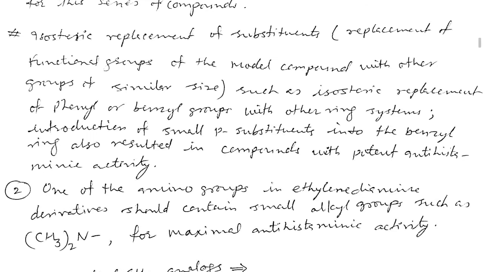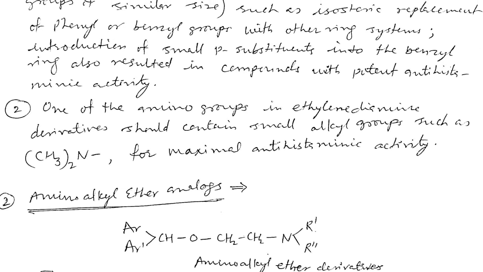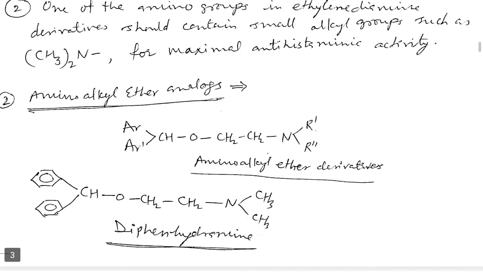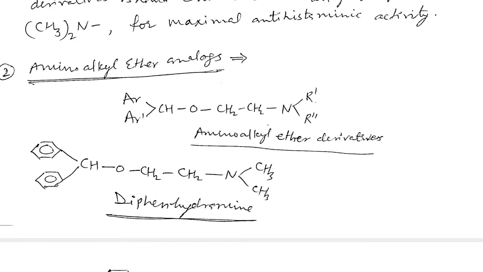Another category is the amino alkyl ether analogs, which we are discussing now. Look here, the amino alkyl ether group. There is an ethylene group, only a mono ethylene group. In the diethylene amine there are two amino groups, but here there is only one amino group. Another part is the ether group. That is why it is amino alkyl ether, with an oxygen-containing ether group. So this is the amino alkyl ether derivative.